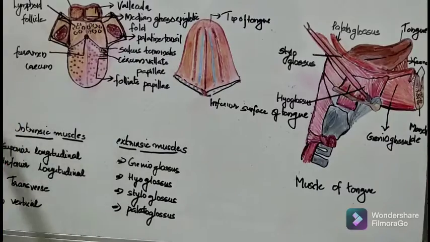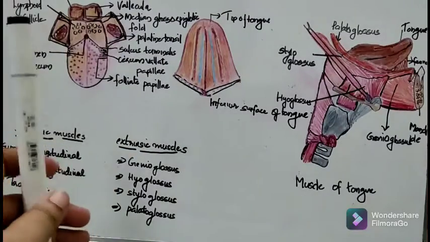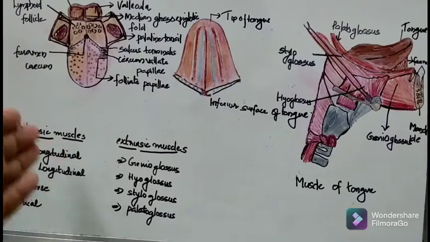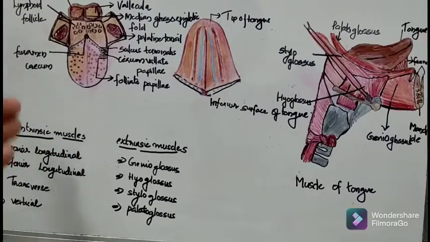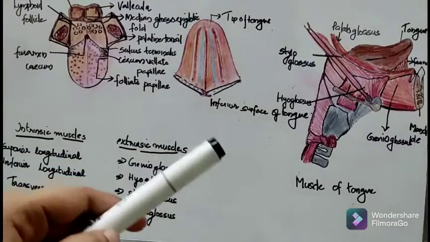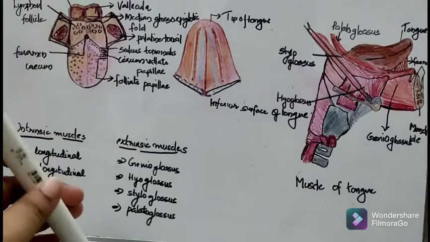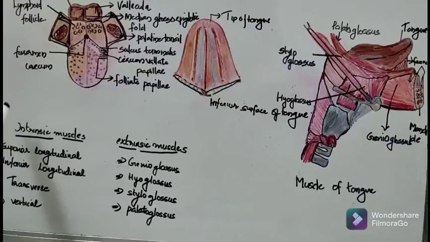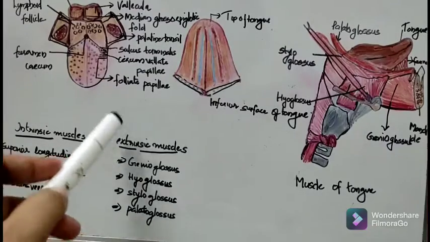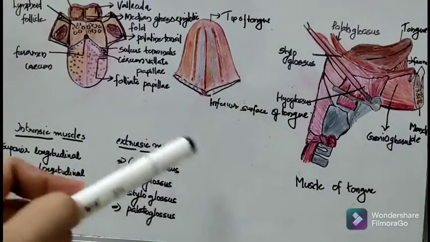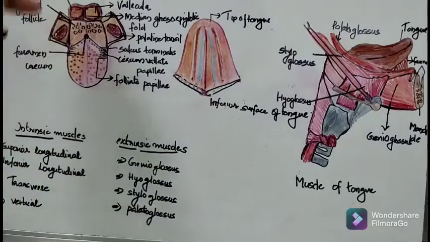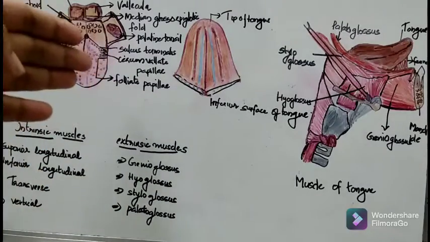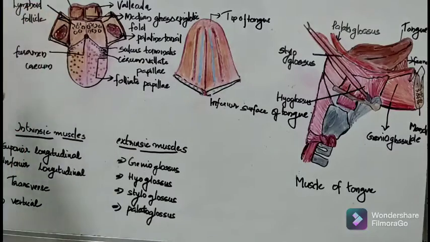So now we will discuss about the muscles of the tongue. The muscles of the tongue can be grouped into two types. That is the intrinsic muscles, which are helpful in altering the shape of the tongue, and also the extrinsic muscles, which are involved in the movement of the tongue. Intrinsic muscles are of 4 types, and extrinsic muscles are also of 4 types. When you divide the tongue into right and left halves, each half has 4 intrinsic muscles and 4 extrinsic muscles.